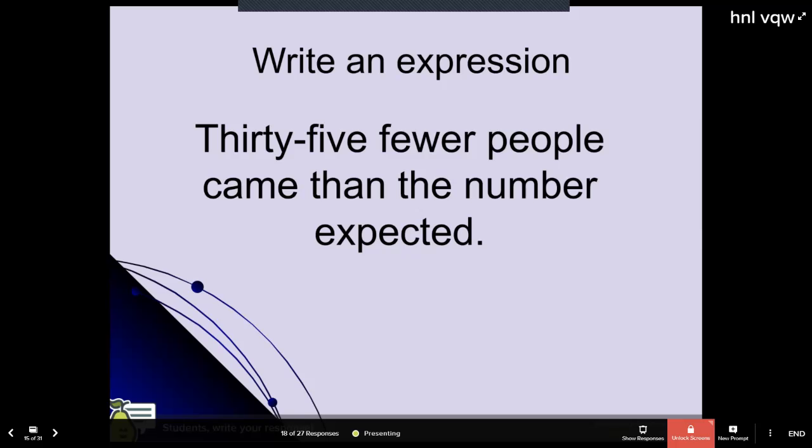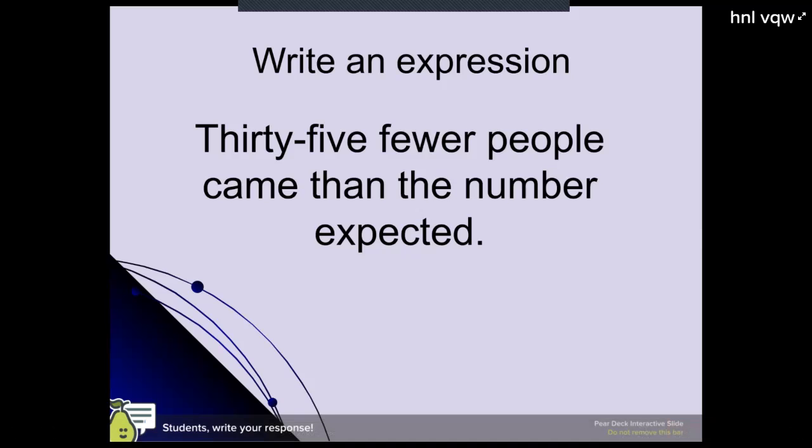But think about it, 35 fewer people. So you have the number that is expected, and then you want 35 fewer or less than that. So you would subtract. When you think about taking something away from something, you then subtract, and you're subtracting from. So the letter comes first, whatever letter you pick.